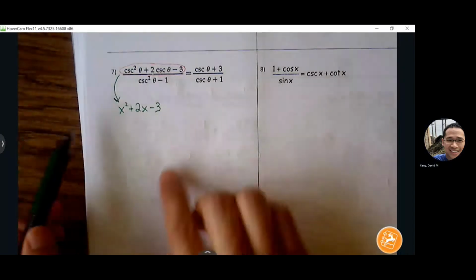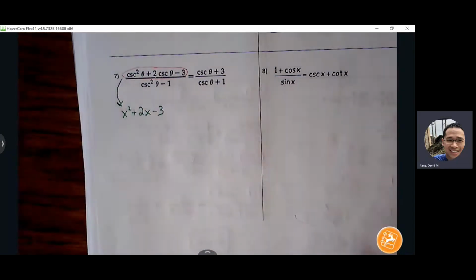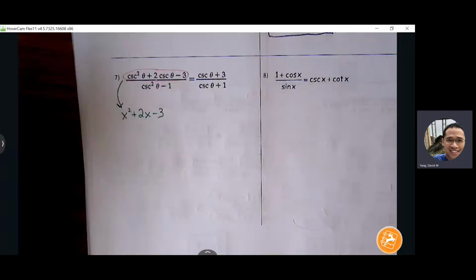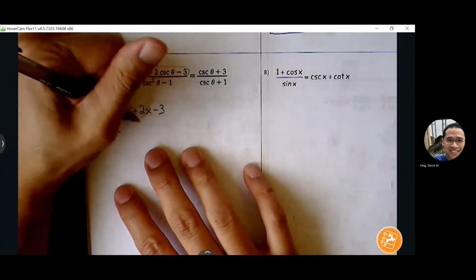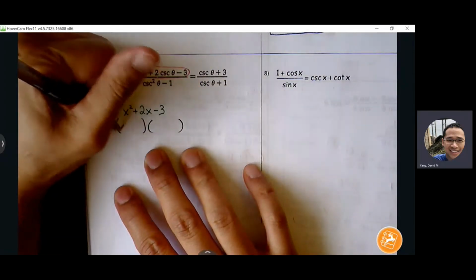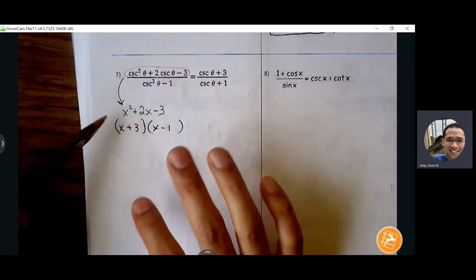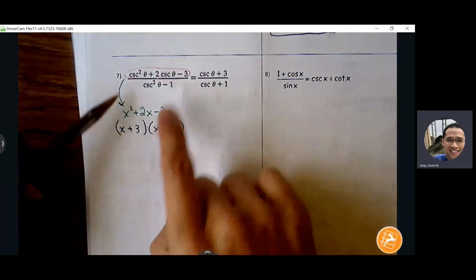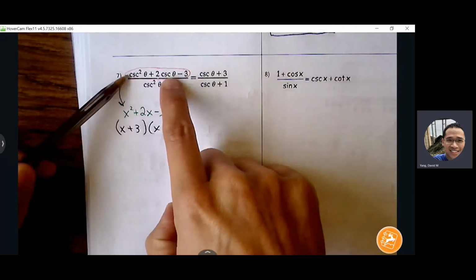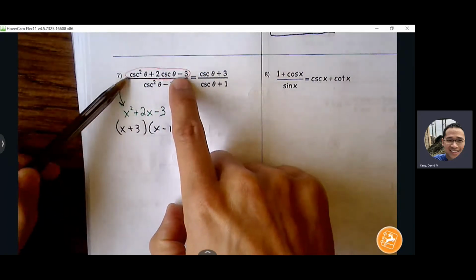How's that? So how would you factor this? Multiplies to be negative 3 and adds to be 2. x minus 1, x plus 3. Yeah. So we know we can factor this easy problem, so now we can just replace x in terms of cosecant, and we have the factored form of this.